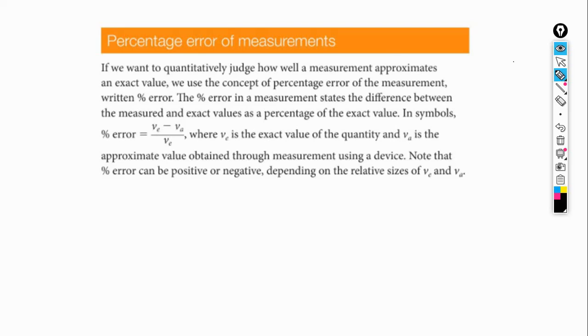Okay, so let's rewrite the formula. It's exact value minus approximate value divided by the exact value, this times 100. This would give us the percentage error.